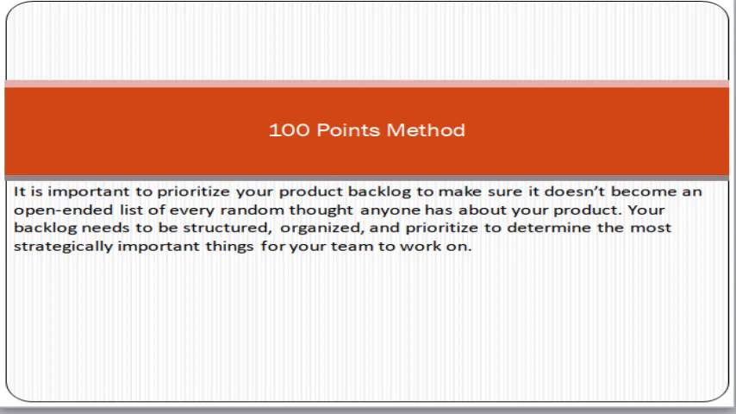So let's start. 100 points method. Friend, basically 100 points method is a method which we use in the agile methodology when we are implementing software or IT based projects, and basically it's a method which we use to prioritize the product backlog.